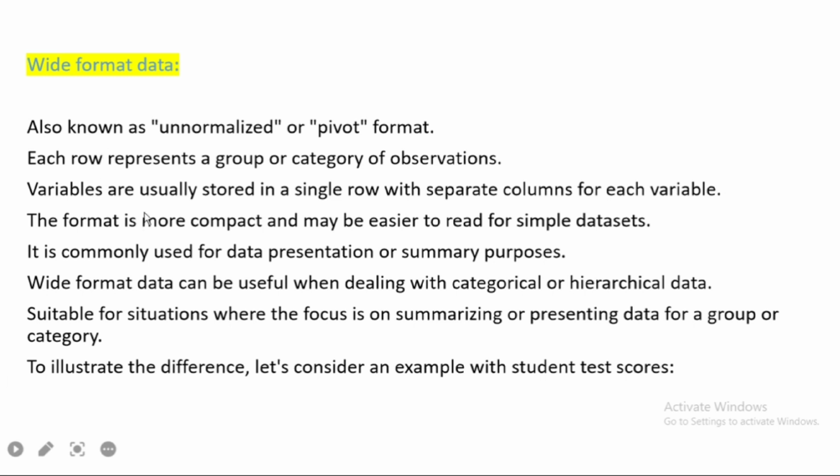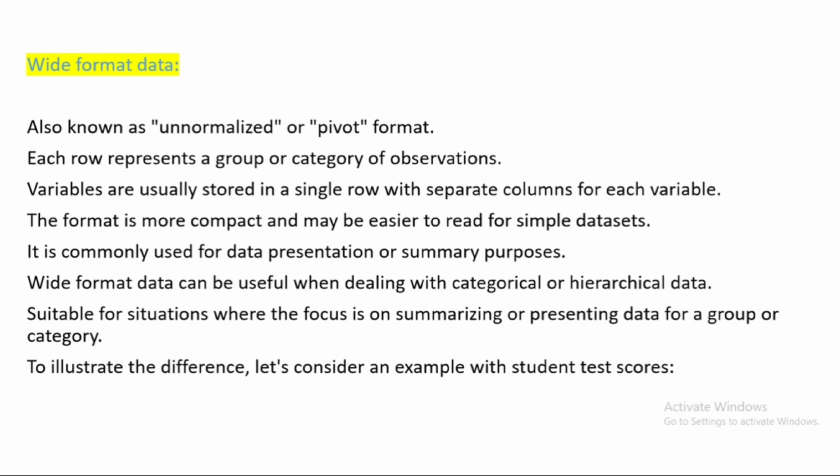Wide format data, also known as unnormalized or pivot format. Each row represents a group or category of observations. Variables are usually stored in a single row with separate columns for each variable. The format is more compact and may be easier to read for simple datasets. It is commonly used for data presentation or summary purposes. Wide format data can be useful when dealing with categorical or hierarchical data, suitable for situations where the focus is on summarizing or presenting data for a group or category.